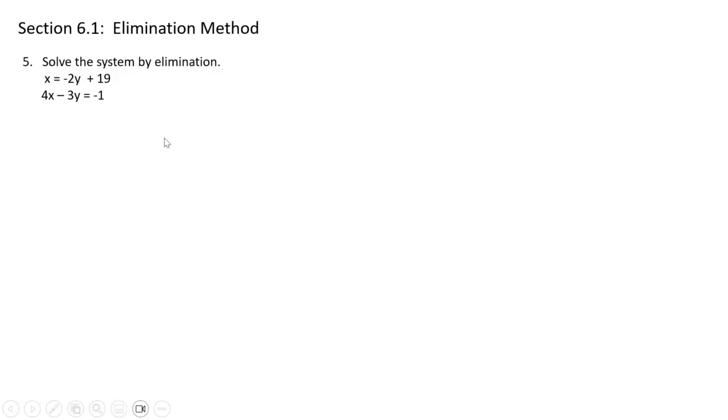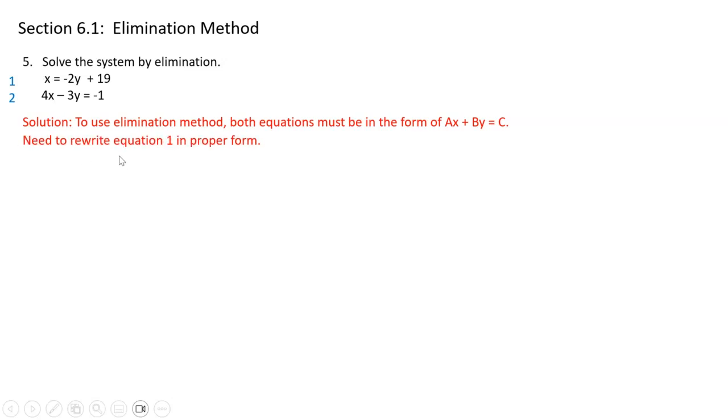Okay, now let's do another one. This one says solve the system by elimination, which means when you solve by elimination, both equations must be in the form of ax plus by equals c. Okay? You see, they both have to be in that form. Equation number 1 is not in that form, but equation number 2 is. So equation number 1, I need to rewrite it in proper form.